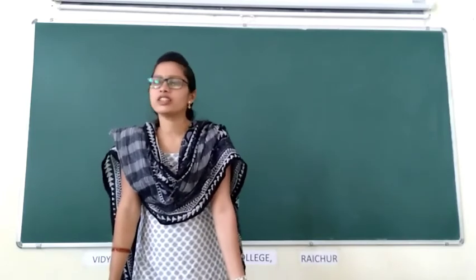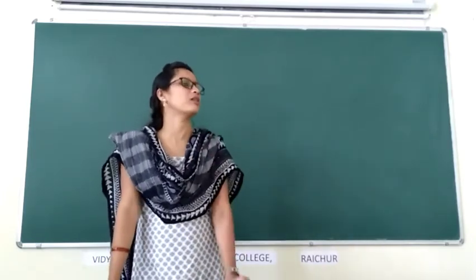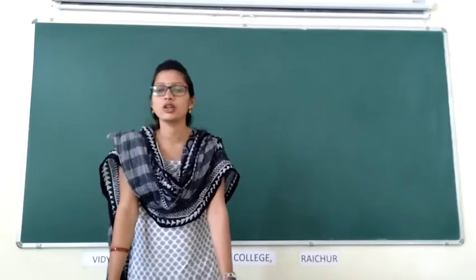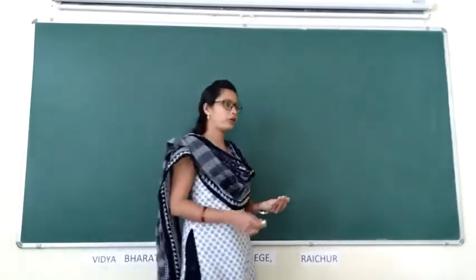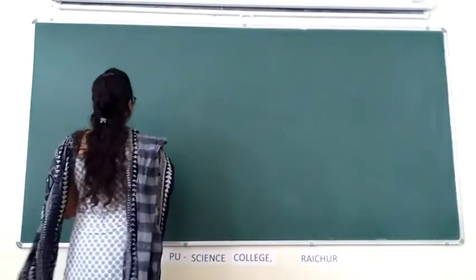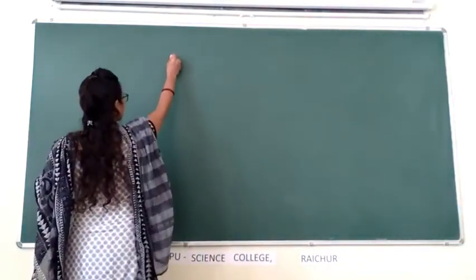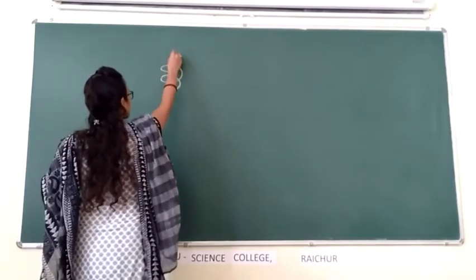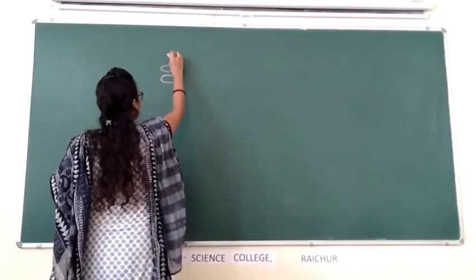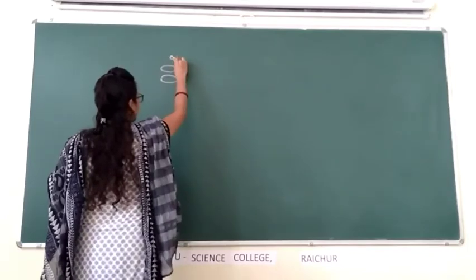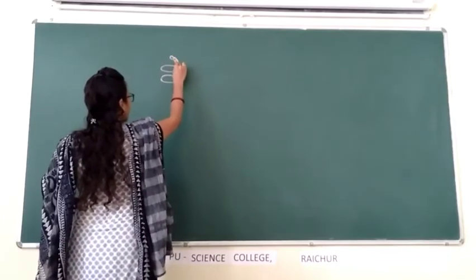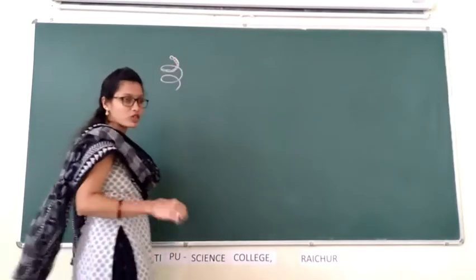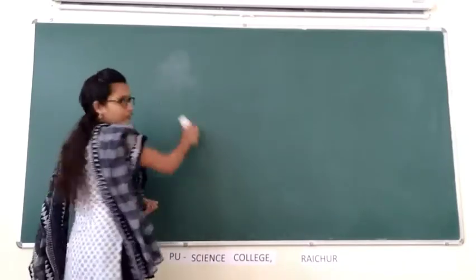Before that, in brief, let us discuss the structure of tobacco mosaic virus and bacteriophage. Tobacco mosaic virus, TMV, is a virus which causes tobacco mosaic disease.